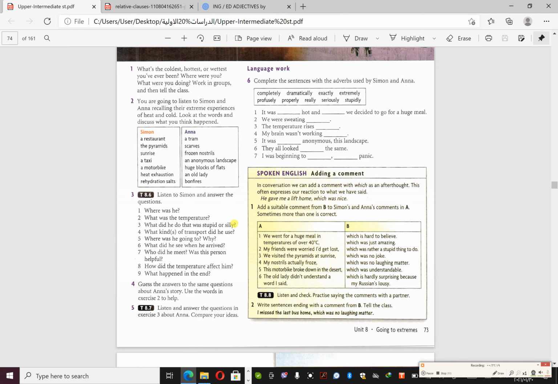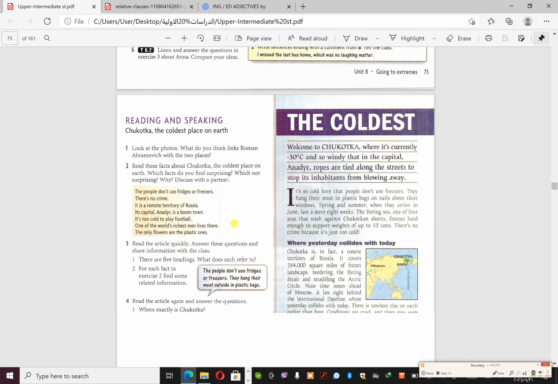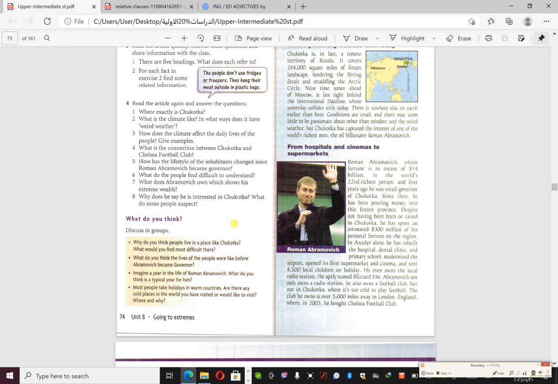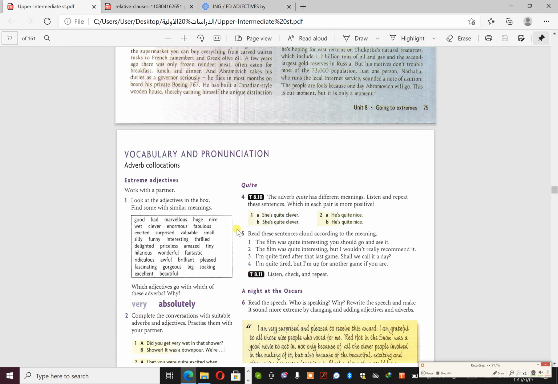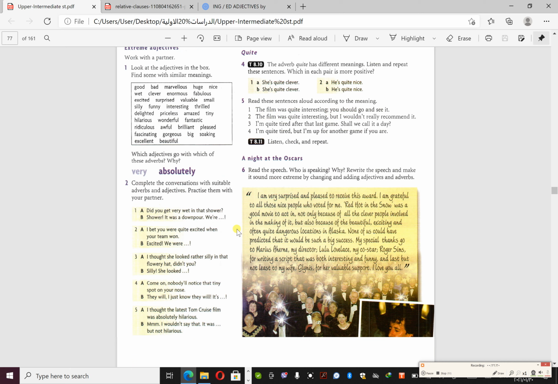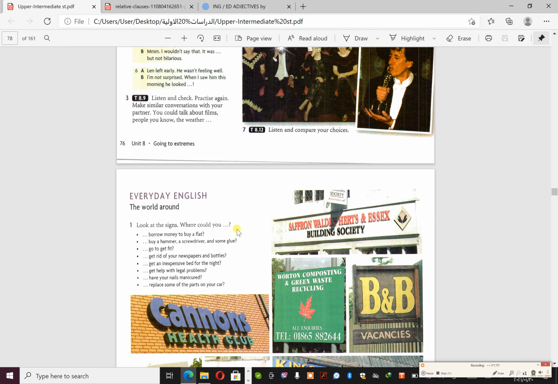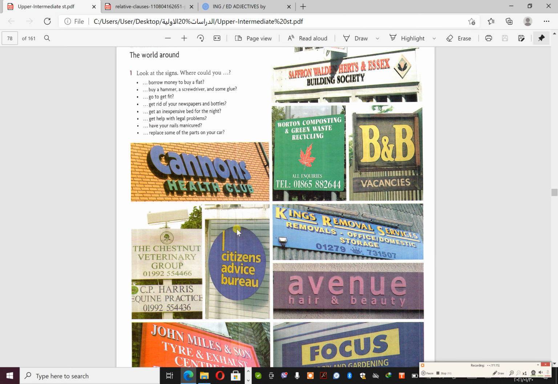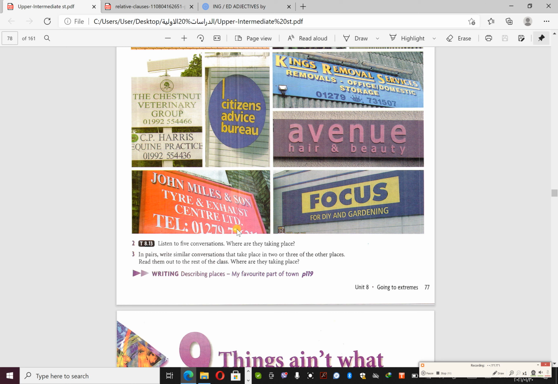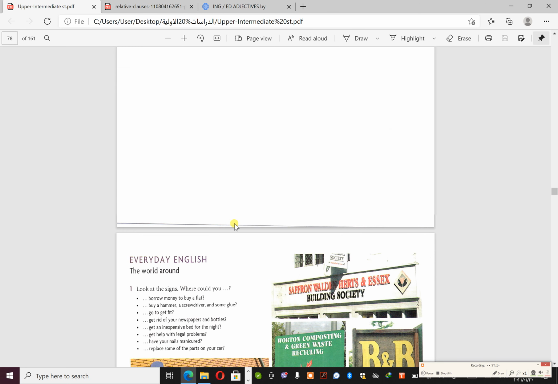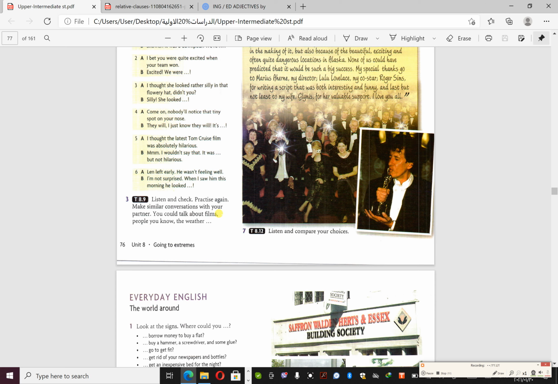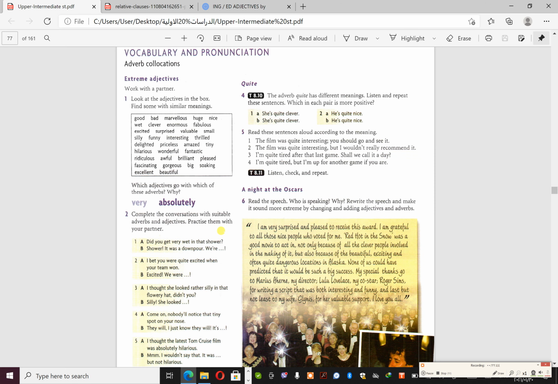So this is the main thing that this unit talks about. It talks about how to use the adjectives with -ed and -ing, how to use the relative clauses that we use really often in speaking, and also how to differentiate between adjectives and adverbs.